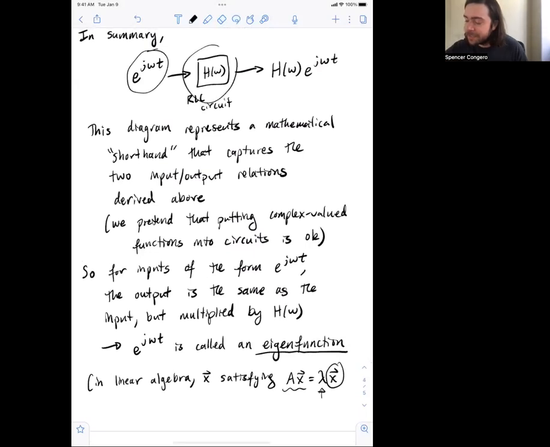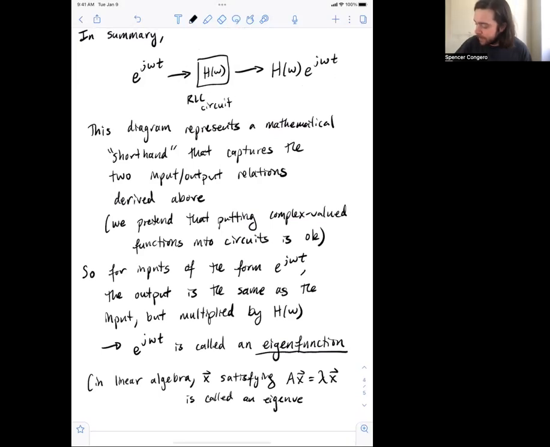We have an input going into a system. We get out that same input multiplied by just a number. H of omega is just a number for a particular omega. You give it an omega, it gives you a number, a complex number. So you put an input in, you get out that same input multiplied by a number. You can see why the terminology eigenfunction is used, because that's very similar to what happens with eigenvectors. So in linear algebra, the vector x satisfying that is called an eigenvector. Just a little note of why this is called what it is.